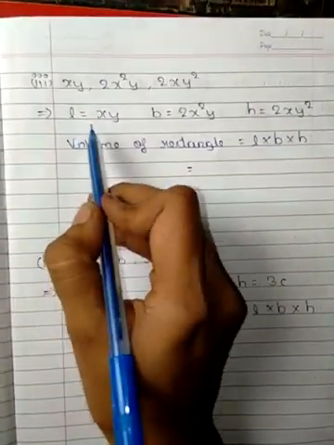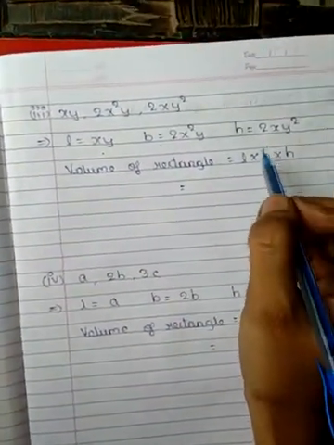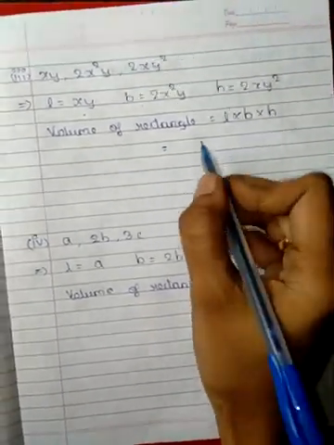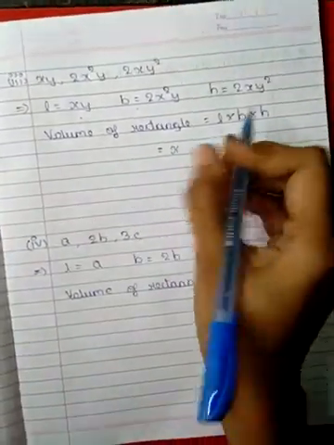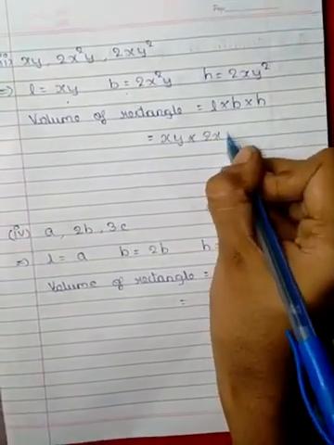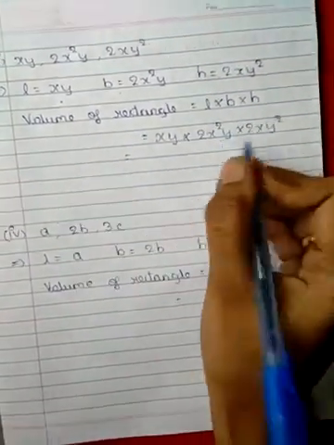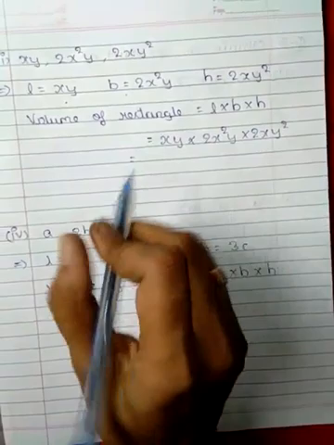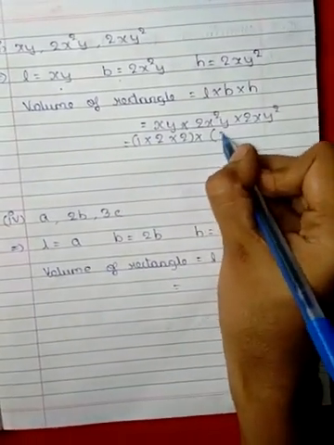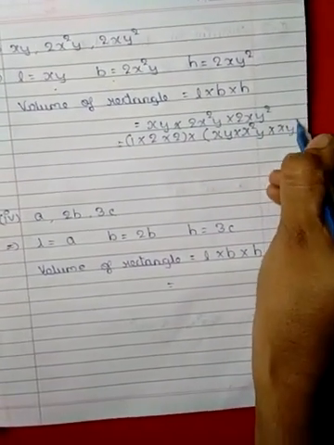Now third, length is equal to xy, breadth is equal to 2x square y, and height is equal to 2xy square. So volume of rectangle is length, breadth and height. We will put the values here, that is xy multiplied by 2x square y multiplied by 2xy square. Bring all the constants together. Here nothing is written, that is 1. So 1 multiplied by 2 multiplied by 2, and all the variables in a separate bracket, that is xy multiplied by x square y multiplied by xy square.